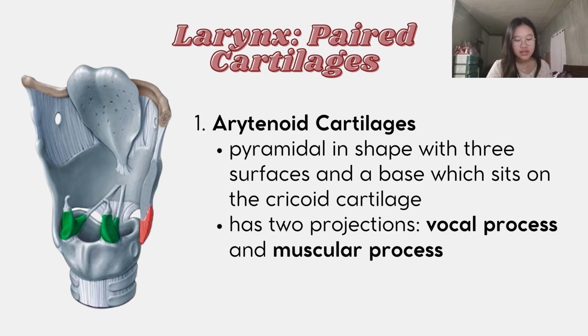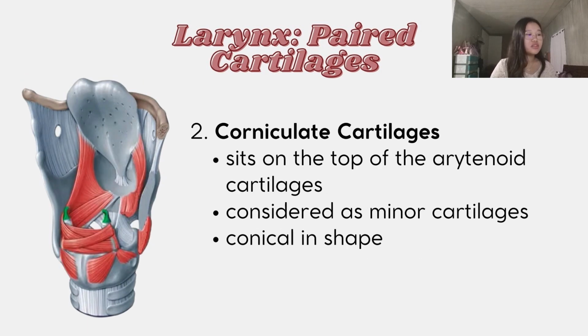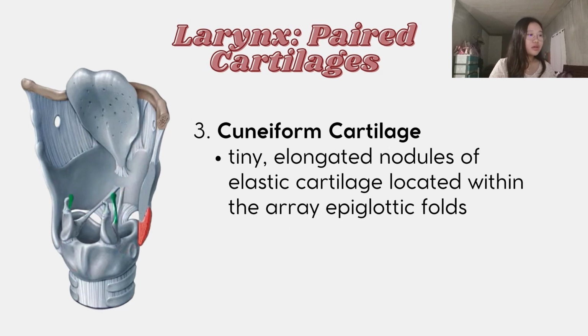Ang vocal process niya is an elongated sharp projection of the anterior surface, while ang muscular process is rounded and projects posterolaterally. Next is the corniculate cartilage. It sits on the top of the arytenoid cartilages. It is considered a minor cartilage, and it is conical in shape. As you can see in the picture, maliit lang siya, very small, it's tiny, and it is conical in shape.